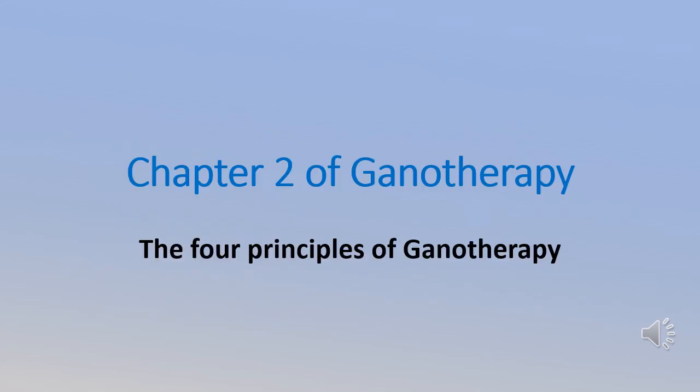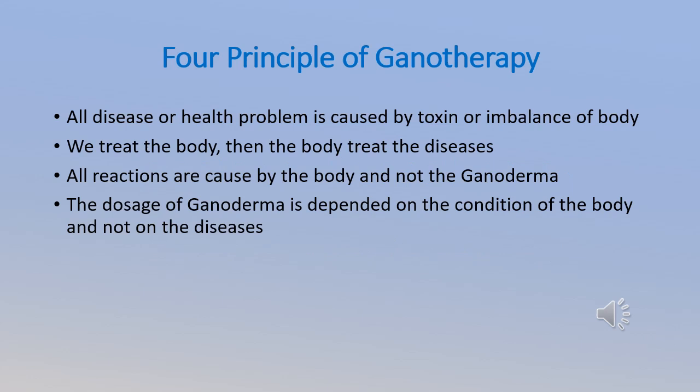Okay, in Ganotherapy, there are 4 principles. We are going to discuss in detail these 4 principles. The first principle is that all diseases or health problems, whatever problem is faced by our body, are caused by 2 causes only. The toxin and the imbalance of the body. Only 2 causes, okay? Secondly, we treat the body. Then the body treats the disease. We never treat disease. This is the second rule.